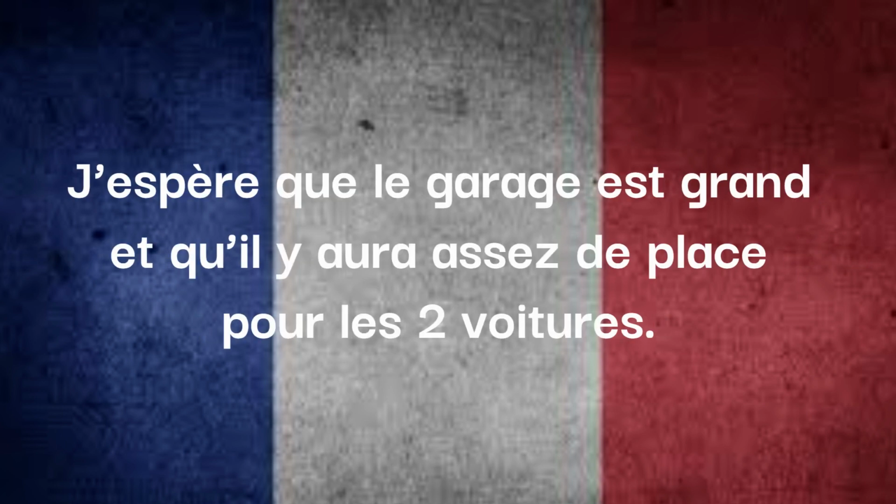Let's try another one. J'espère que le garage est grand et qu'il y aura assez de place pour les deux voitures. I hope the garage is big and that there will be enough room for both cars. So here, this phrasal verb uses place as a noun, and I've conjugated the verb avoir in future tense. I deliberately chose two different ways of using the English word room so as to distinguish them in French.